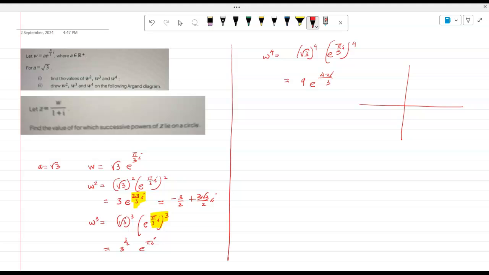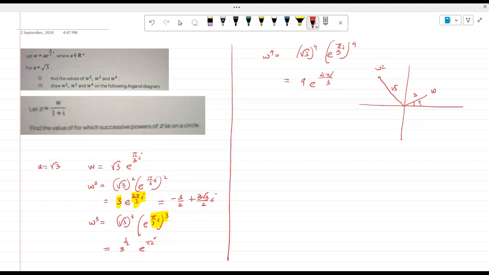So that means if you plot this, where will it be? So omega is root 3 and pi by 3. This angle will be pi by 3. That's my W. Your W square is 2 pi by 3. So 2 pi by 3 somewhere here. But your distance would be W square, means your modulus would be 3. So this was 3, this was root 3, correct? So this would be my W square.